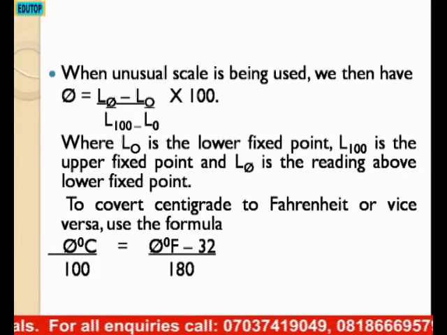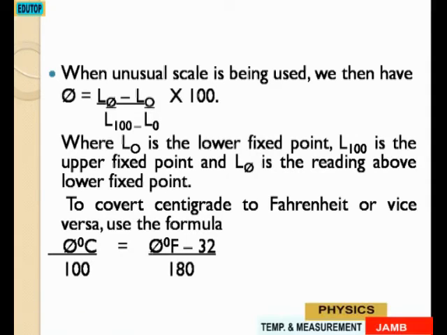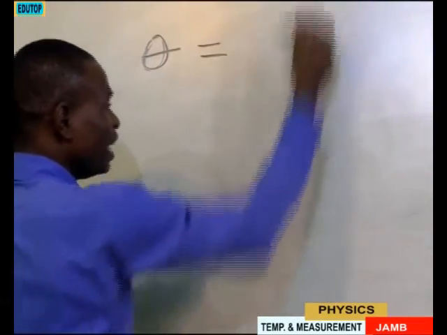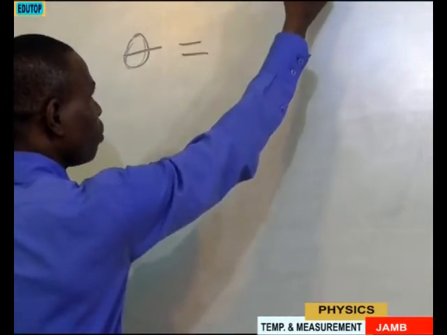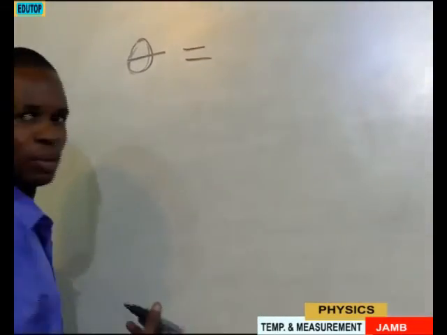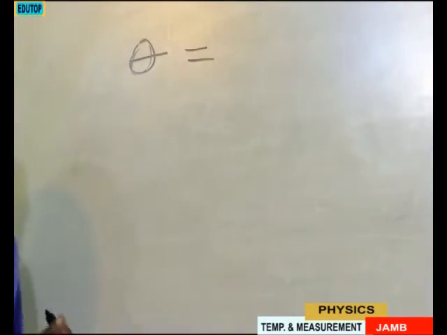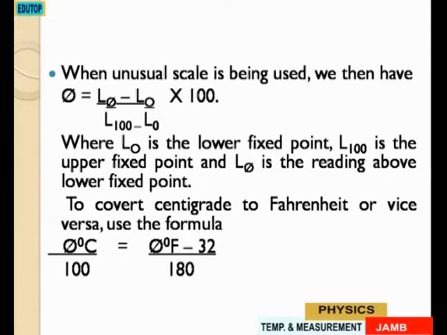For unusual scale, I told you that by the time we have the upper fixed point, lower fixed point, and the value is to be calculated in between, maybe before you get to the upper fixed point or above the lower fixed point, how do we get that value? Okay, we use this formula. We have L theta minus L naught, then we have L 100 minus L naught times 100%.